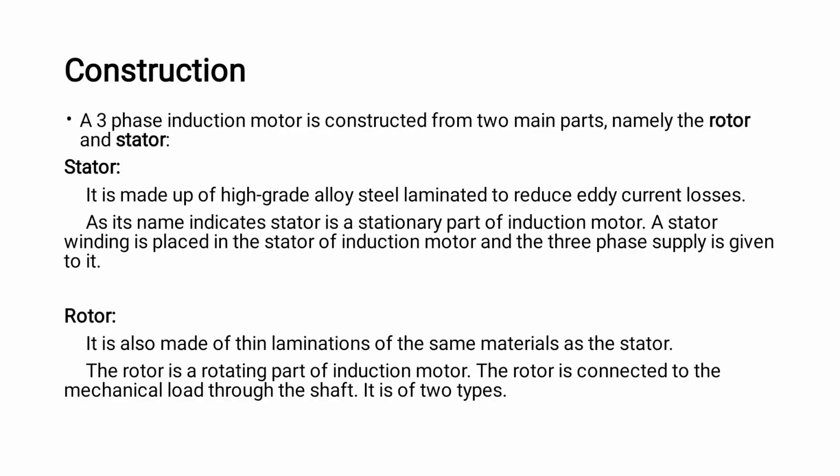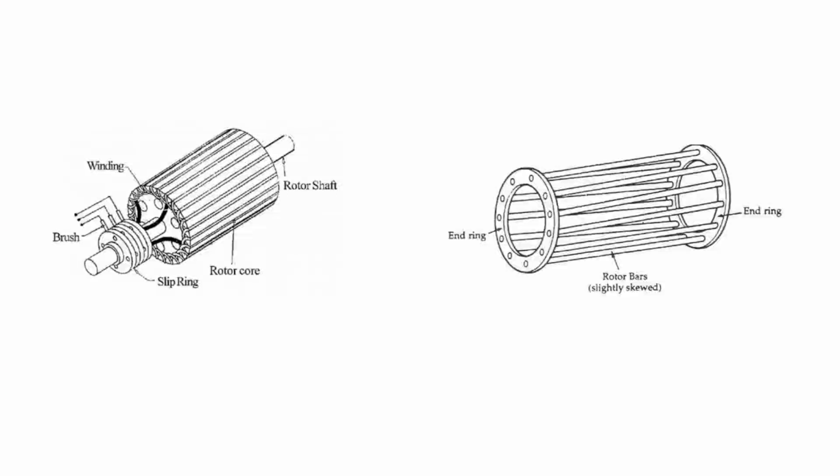Three-phase supply is given to the stator winding, which is placed in the stator of the induction motor. These stator windings are arranged in the form of a number of slots to produce the rotating magnetic field. And then the rotor consists of a cylindrical laminated core with slots that has conductors. These conductors are made up of heavy copper or aluminium bar and short circuited by end rings. It is of two types: squirrel cage induction motor and slip ring induction motor.